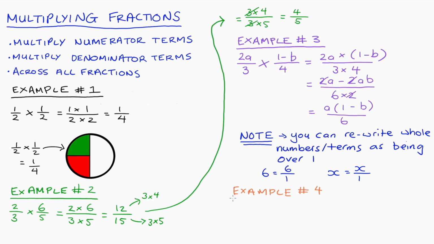So for instance, if we had something like 3 times 2 over 5, well, we could rewrite 3 as 3 over 1, and so we can rewrite this multiplication as 3 over 1 times 2 over 5, and then it's really clear how to apply our rule here. Our numerator would be 3 times 2 is 6, and our denominator 1 times 5 is 5. So hopefully multiplying fractions for you is pretty straightforward.